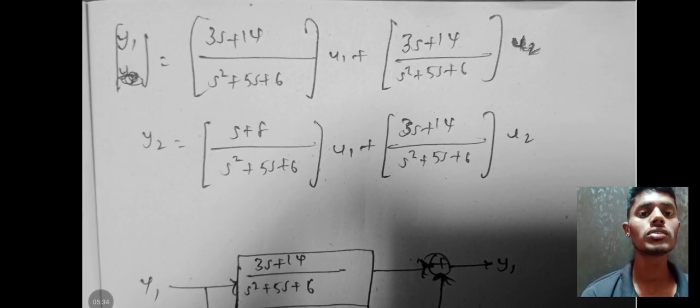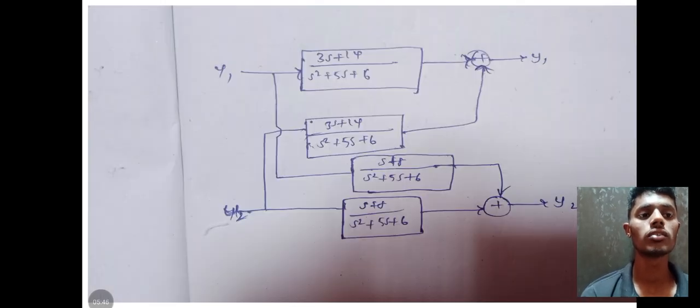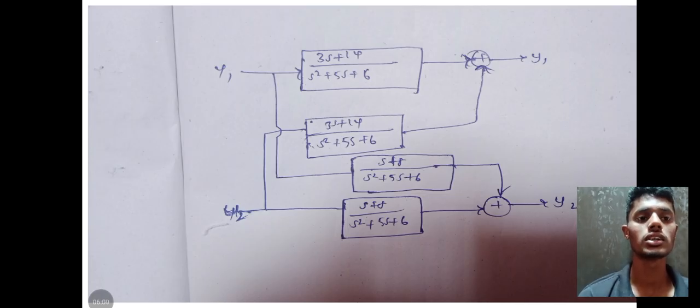Based upon this equation, we have to draw the block diagram. First, we write U1 and U2. This is the final block diagram that we draw from these outputs y1 and y2. On the left side are U1 and U2, and on the right side of these boxes are y1 and y2. Based upon this final result, we draw the block diagram representation.